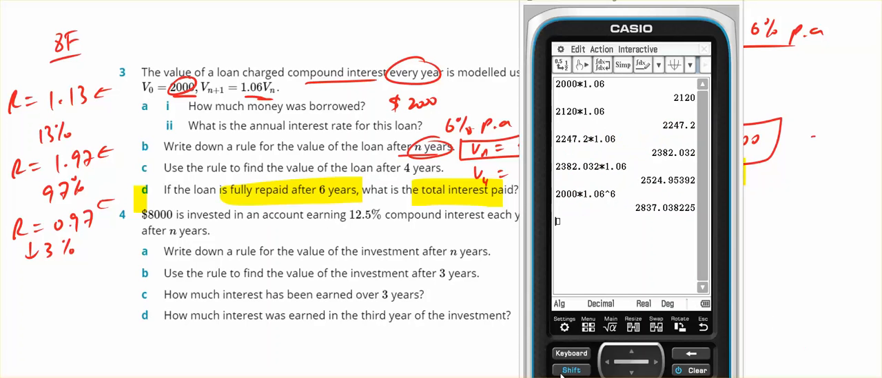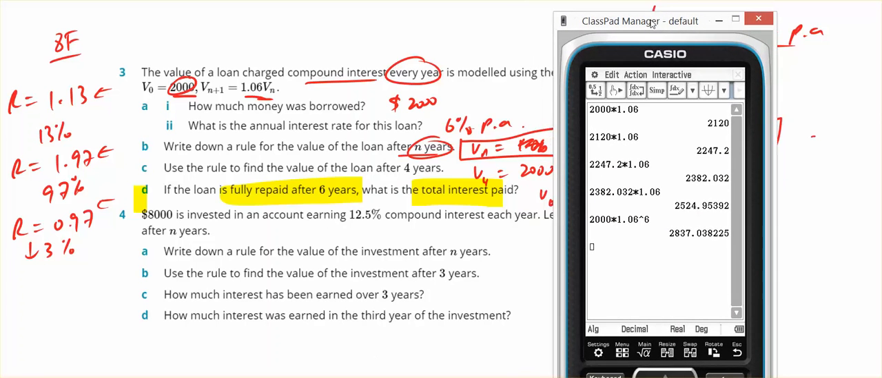So 2837. Now, how much did we borrow initially? We borrowed $2,000. How come the loan is 2837 after 6 years? Well, the extra 837 and 4 cents must be attributed to the interest. So to get the interest you paid, you just simply go what my amount owed in 6 years is, minus my initial amount I borrowed. So I get 837 and 4 cents.